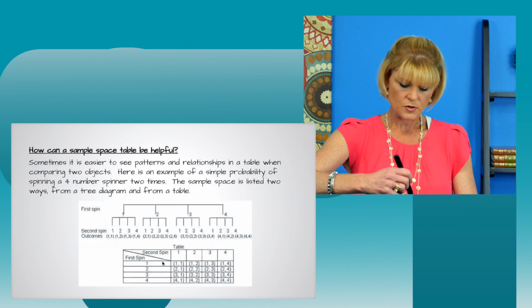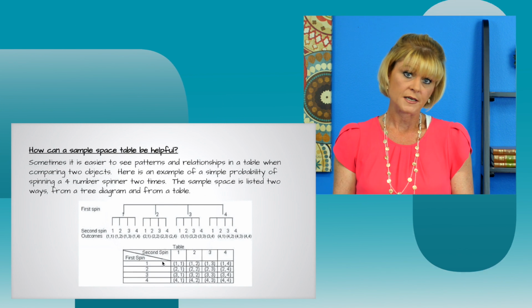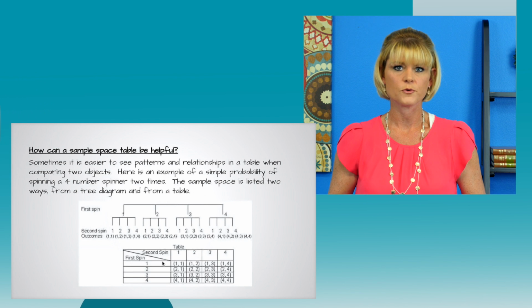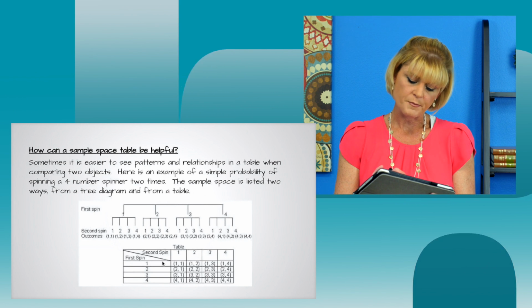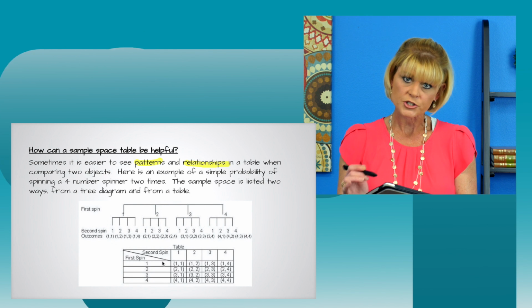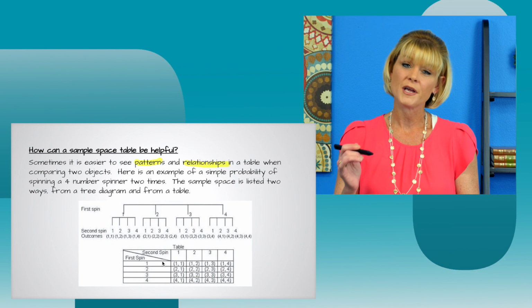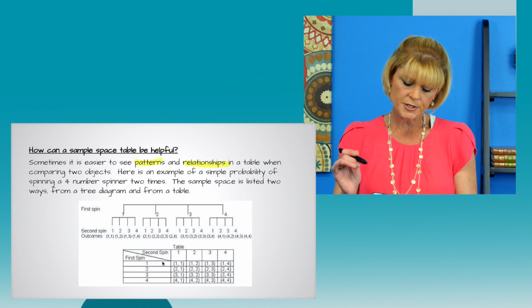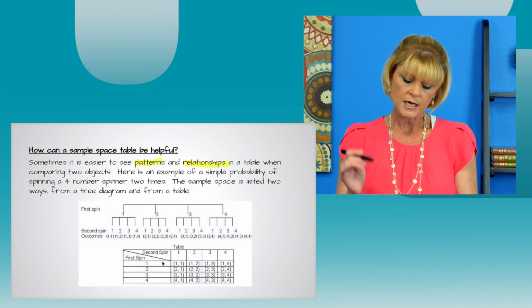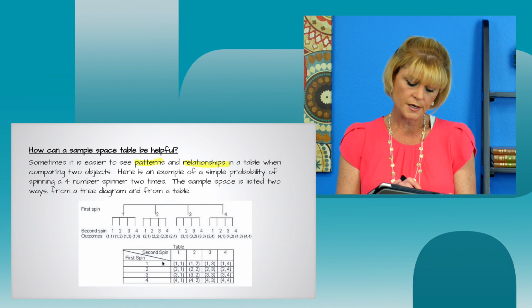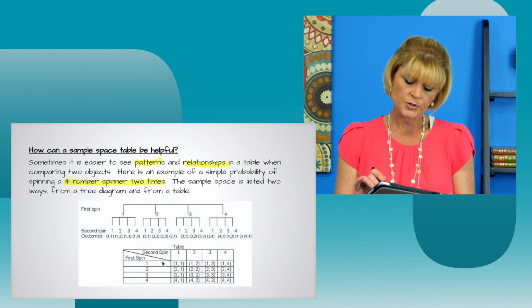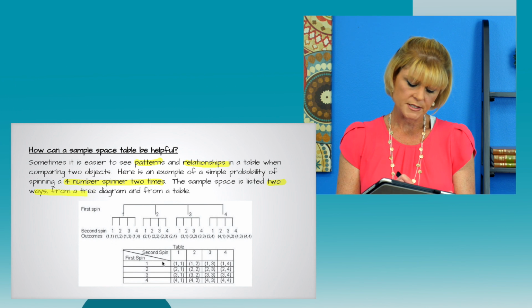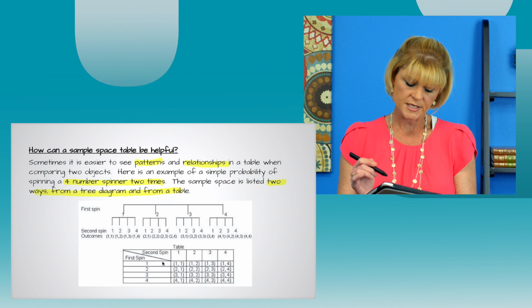How can a sample space table be helpful? Let's answer that question before we really jump in. Well, sometimes it's easier to see patterns and relationships in a table when you're comparing two objects. So here's an example of a simple probability of spinning a 4-number spinner 2 times. The sample space is listed 2 ways, from a tree diagram and from a table.